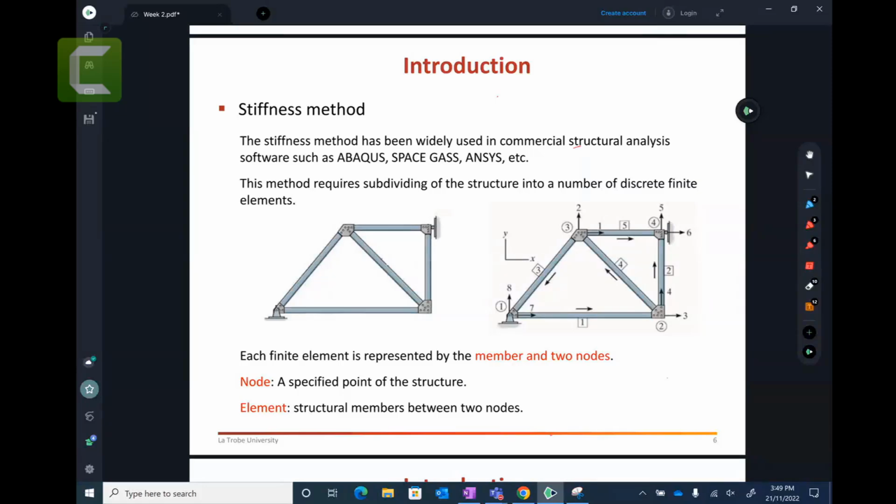All right. Anything else? Probably that's it. So node we covered, element we covered. Each member has two nodes. We covered that.